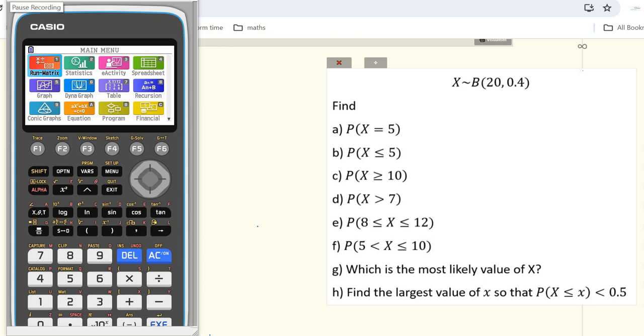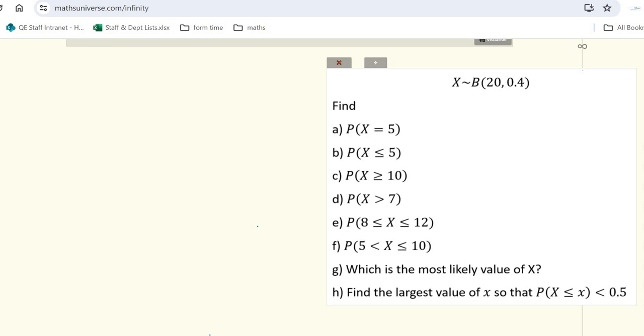Hi, this video is to show you how to use the Casio CG50 with the distribution menu to work out probabilities for the binomial distribution and a few problems related to that. So we've got here a question where X is a discrete random variable that's binomially distributed with the number of trials N is 20 and the probability of success P is 0.4. I'll put N and P on there just so we're clear. And then we've got various probabilities to find out.